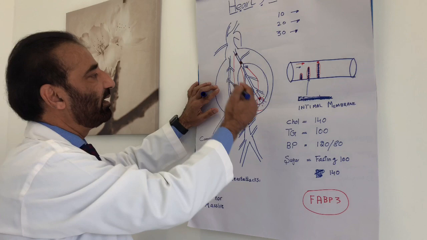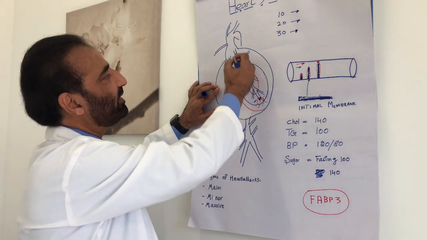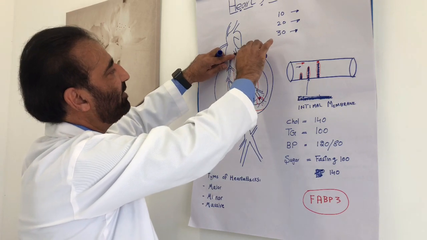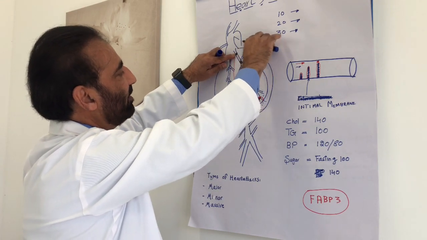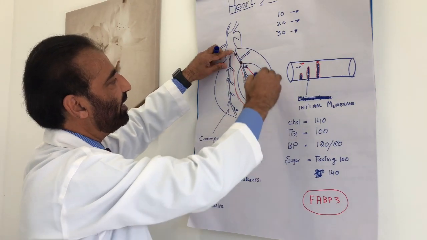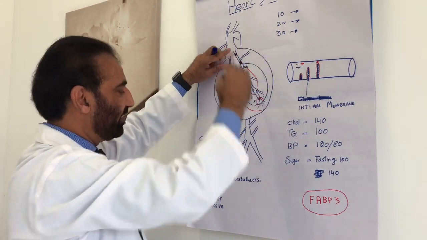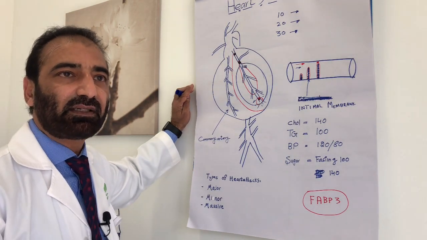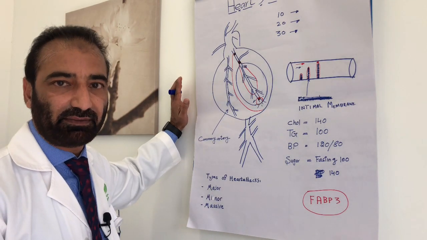Massive heart attack, for example, this blockage comes up here. If it's here, it will also block the coronary which is supplying the back, and so this whole area of the heart can be damaged. So this is a massive heart attack. With a massive heart attack, people normally don't survive.